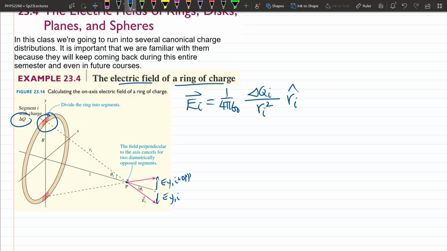So the only electric field we have is going to point in this direction, so we just have to calculate that one. So only E_z is not equal to 0, and we just have to calculate that. So how do we figure that out?